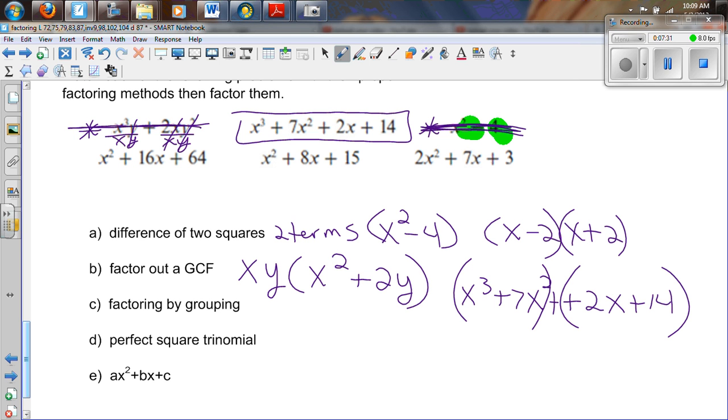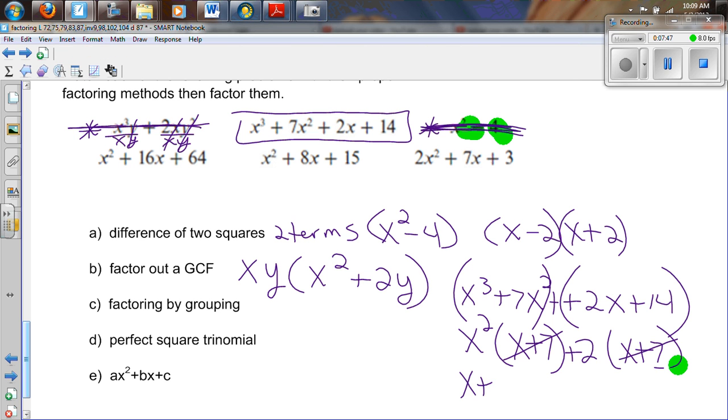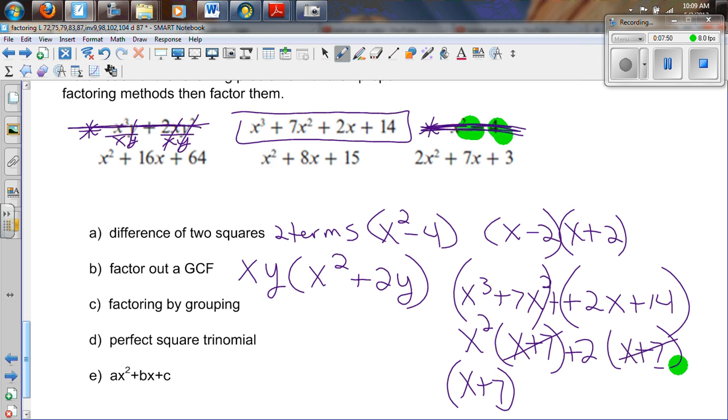We're going to factor out an x squared and be left with x plus 7. We're going to factor out a 2, so plus 2 there, and we're going to be left with x plus 7. And so when we do that, we're going to factor the x plus 7s out. And what's left? x squared plus 2. Now, when you're done factoring, you should always check and see if your 2 factors can be factored again. x squared plus 2 is 2 terms. It's not a difference of squares, and so it can't be factored anymore. So there is factoring by grouping.